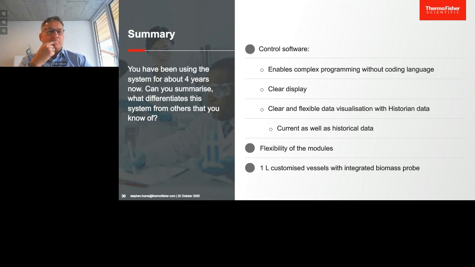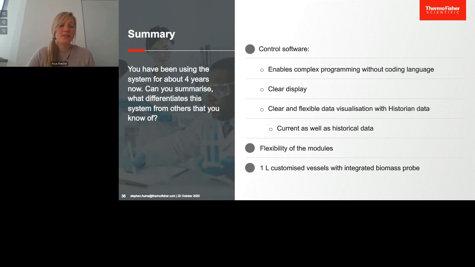Yeah, so to point out one more time, definitely it's the software that enables the complex programming without scripting language. And at the same time, it's still being displayed very clearly. Also, the data visualization with history and data is quite clear and flexible as well. So you can compare 8 different parameters in one graph where they can be from one or different vessels, just as you wish. And you can also have a look not only at current data, but also at historical data.